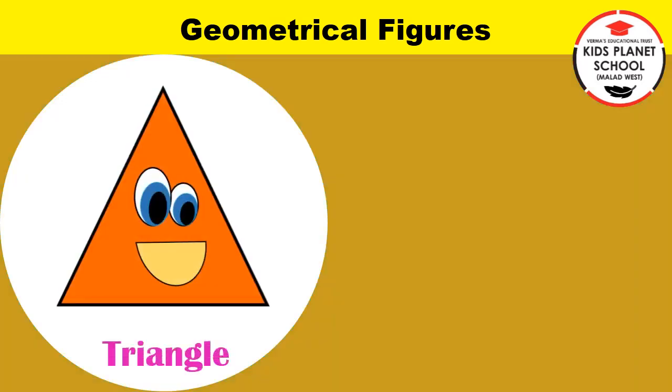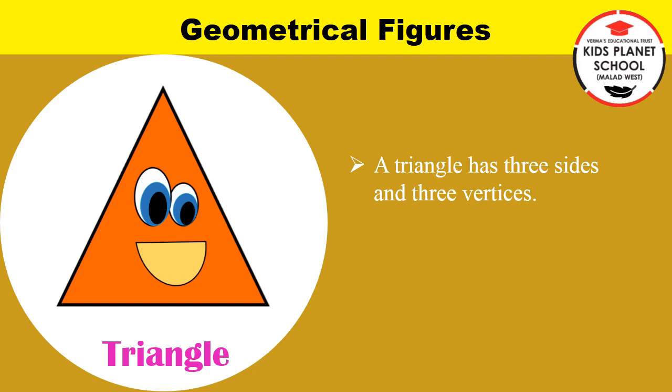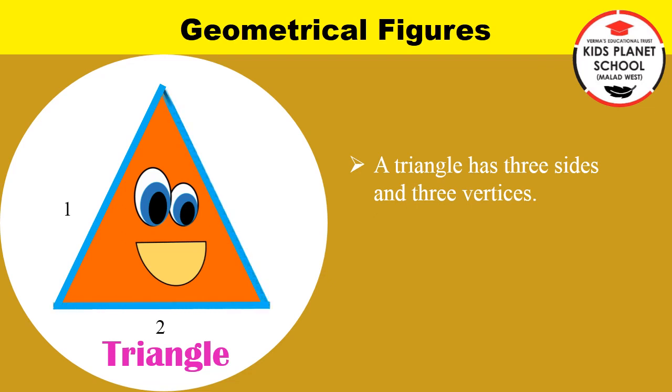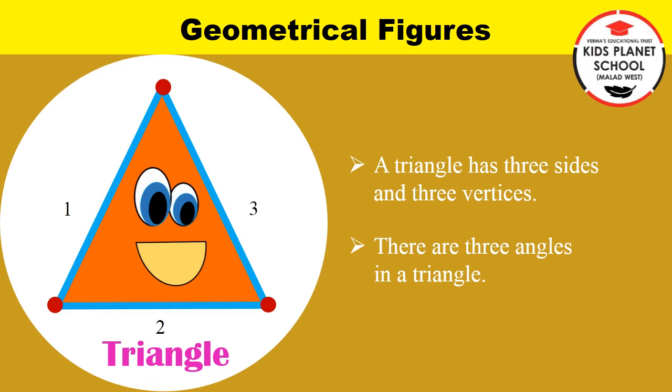This is a triangle. The first property of a triangle is, a triangle has 3 sides and 3 vertices. Children, this is the side of a triangle. So, there are 3 sides: 1, 2, 3. Also, it has 3 vertices: 1, 2, 3. The second property of a triangle is, there are 3 angles in a triangle.